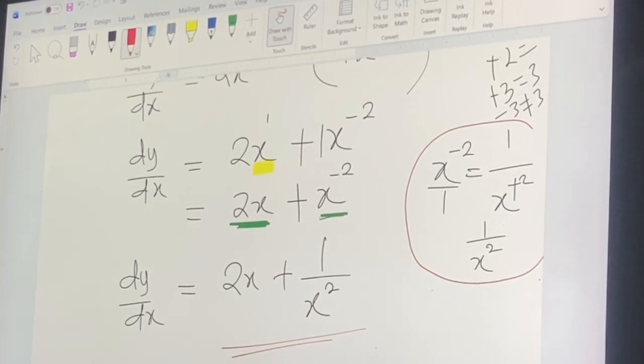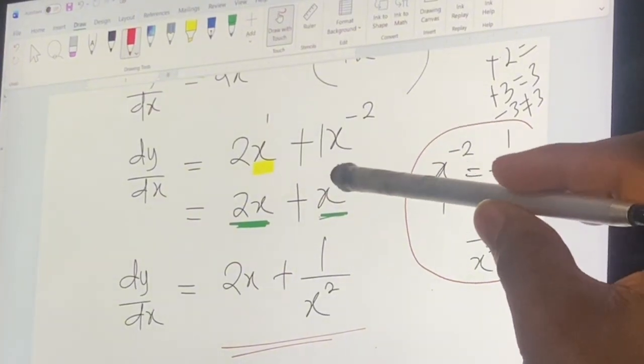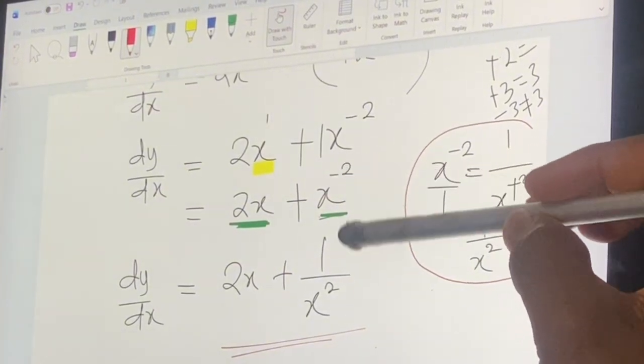I hope you guys know why we are making this s raised to the power minus 2 to be positive.